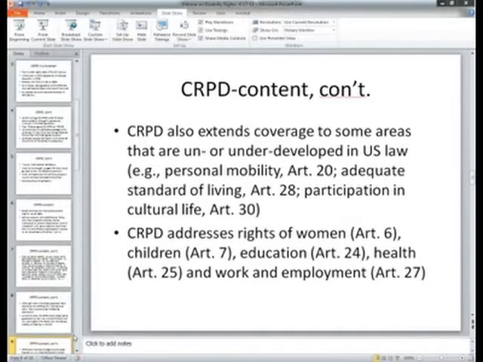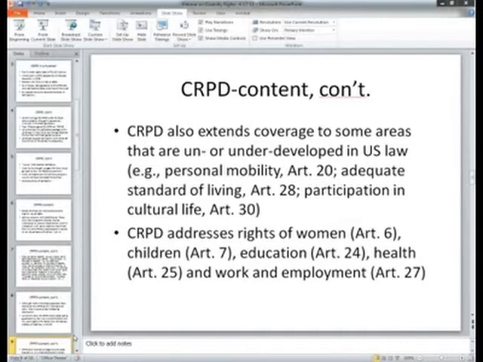CRPD, in addition to talking about the rights of people with disabilities generally, has specific articles that address the particular rights of women with disabilities in Article 6, children with disabilities in Article 7. It addresses broad areas of societal participation, including education under Article 24, health, Article 25, work and employment under Article 27. So the convention has a number of really interesting and important provisions, and I'll come back to some of them. I'm just highlighting a few of them.